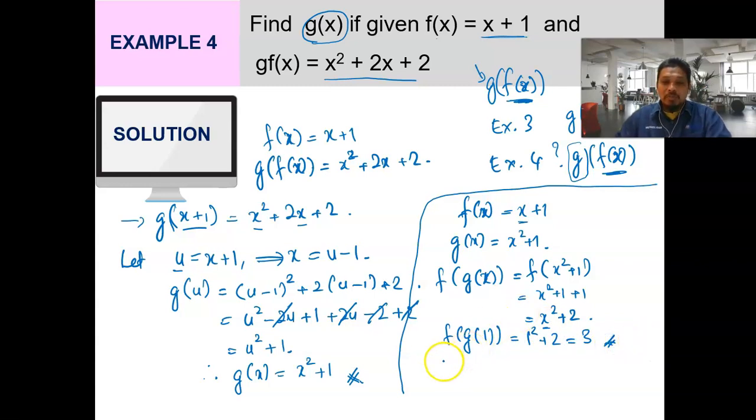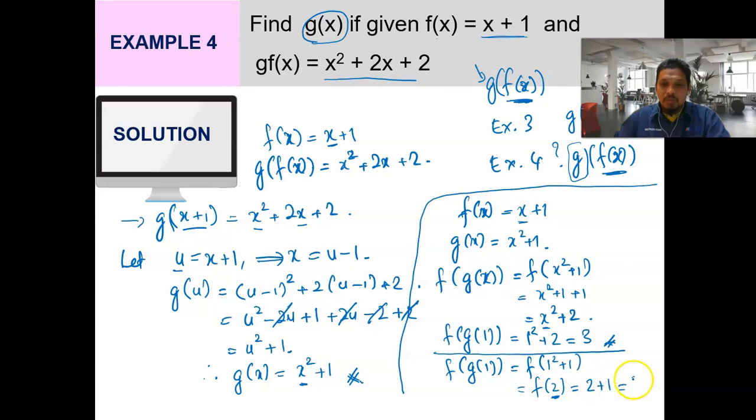Okay, or another option for the same question, f g of 1. Substitute 1 into the x of the function g directly. What is the function g just now? g equals x squared plus 1. So substitute x equals 1 here, which is 1 squared plus 1, equals 1 plus 1, equals 2. Then substitute 2 into the x of the function f, where f is x plus 1. Substitute 2 plus 1, which also gives you 3. So we get the same correct answer, but with two different techniques.